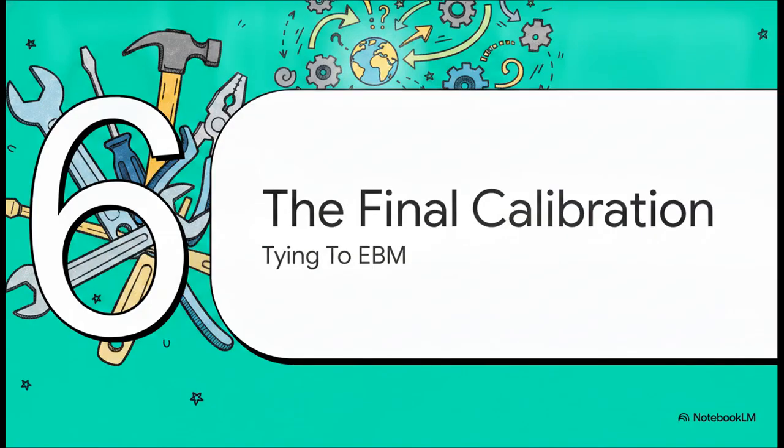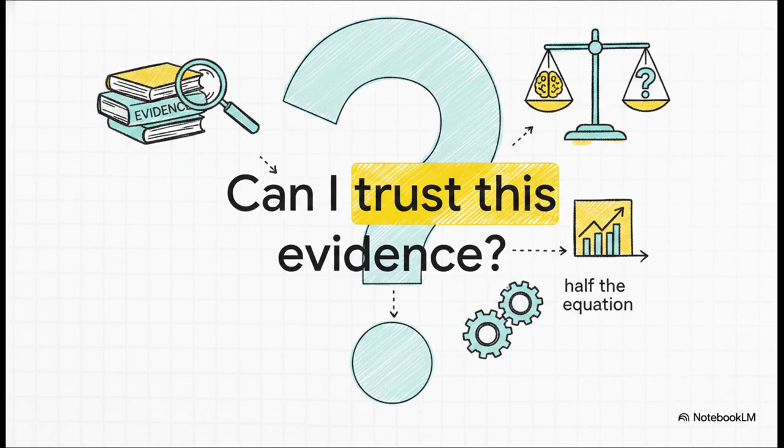And finally, Section 6, the final calibration, tying it all back to evidence-based medicine. All right, so we've explored the 5 electives, we have our tool belts securely strapped on, but how does this entire clinical cognition framework, from the core main sequence all the way out to these wild electives, situate itself in the messy real world? Well, it brings us face to face with a massive foundational question. Can I trust this evidence?